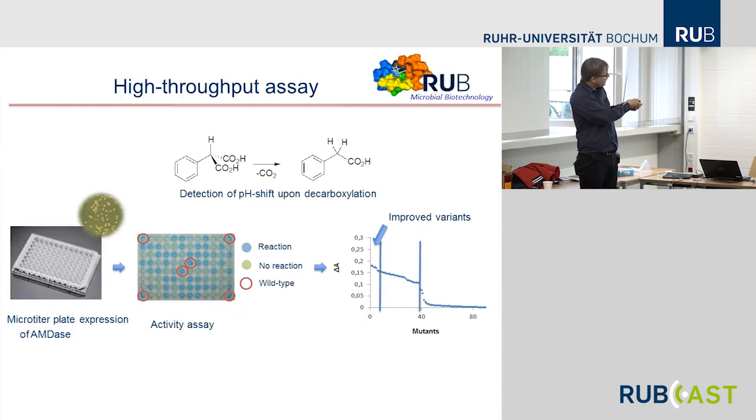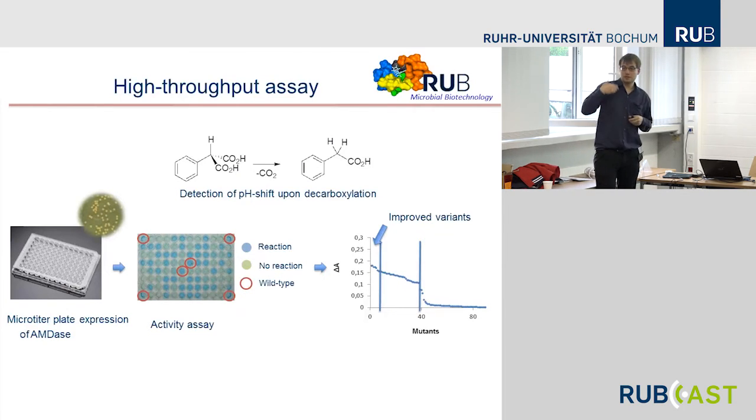We have a arylmalonate with 2 carboxylic groups. We cleave carbon dioxide, so we get a monoacid. So we have a pH shift to the basic medium. And with a pH indicator, we can monitor the reaction. This looks conceptually very, very nice.